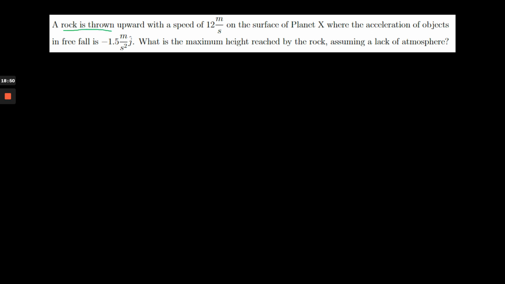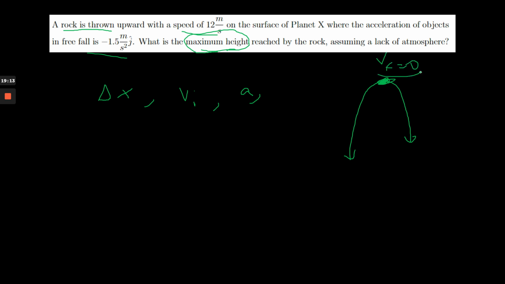So a rock is thrown upward, they give you a speed, and they give you acceleration, they ask for the maximum height. So they're asking for displacement. You're given the initial speed, and you're given the acceleration. And at the maximum height, when you think about how a throw works, for that specific instance, the object is not moving at all. So the final velocity at a maximum height is actually always 0. So you're also given final velocity.